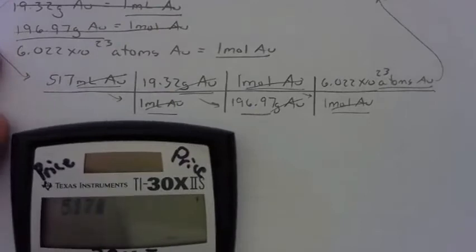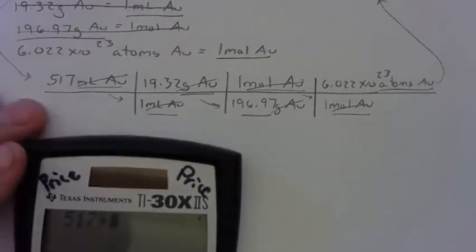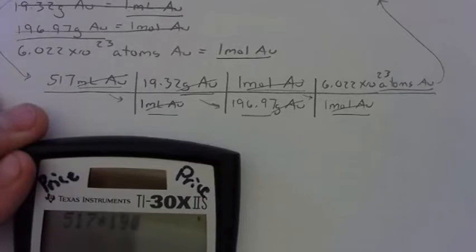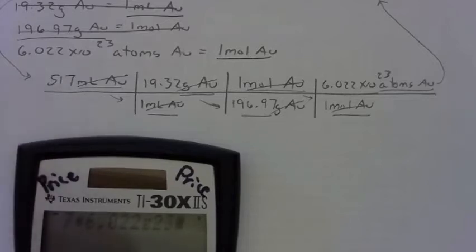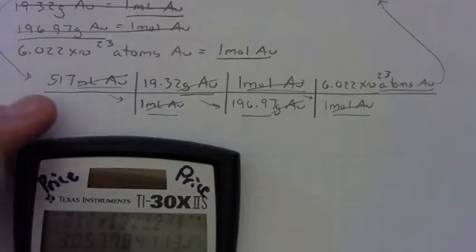That's 517 times 19.32 divided by 196.97 times 6.022 EE 23, or times 10 to the 23rd, equals.